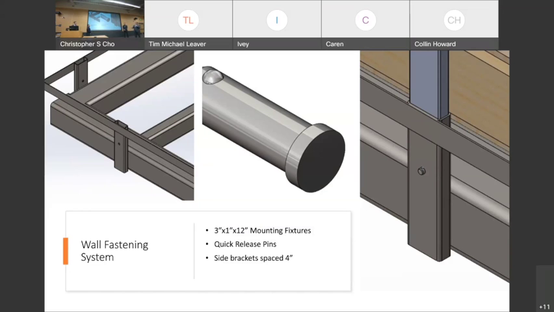They're going to be fastened in place with a series of these half-inch quick release pins located about 9 inches up from the bottom of the fixture. And on the sides of our trailer, our brackets are going to be spaced 4 feet apart.